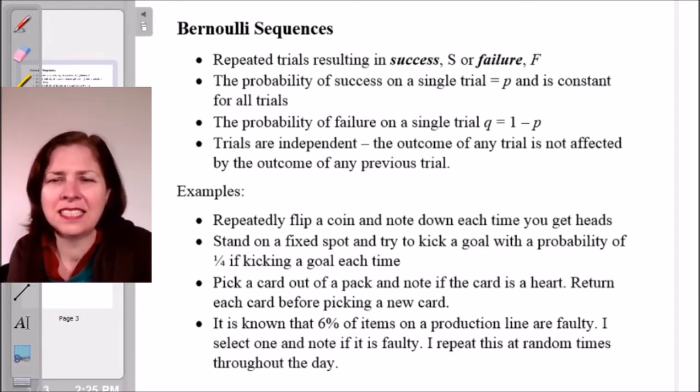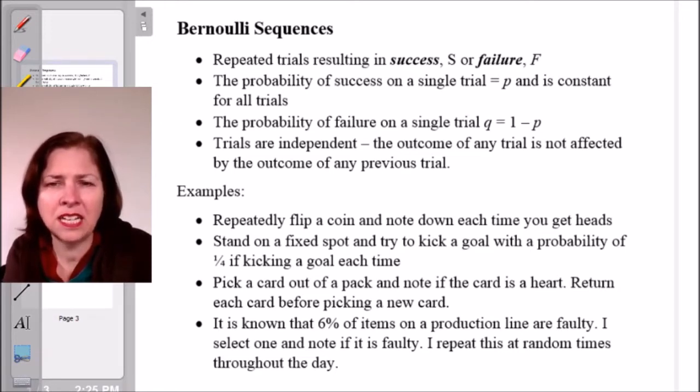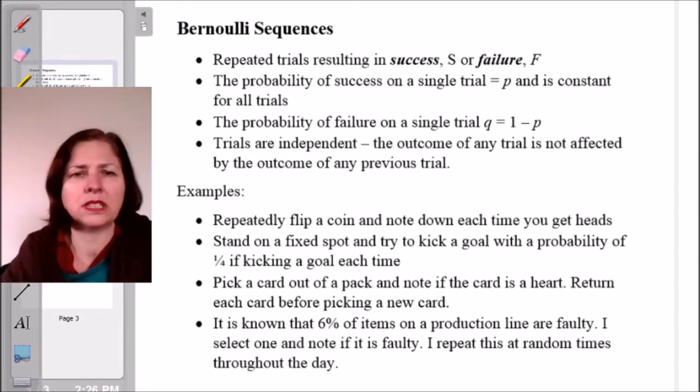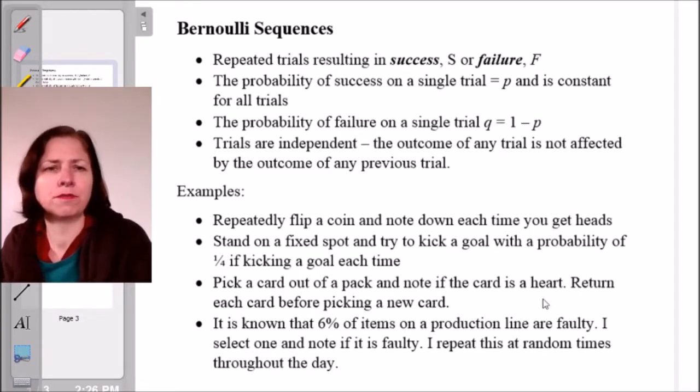So notice that in this example, there's no way you could really call hearts a success and not a heart a failure, unless you're playing a game where you need hearts. It's just a case of there is one outcome and there is the complement of that outcome, or not getting a heart. In the last one, for example, it's known that 6% of items on a production line are faulty. I select one and I note if it is faulty, and then I repeat this at random times throughout the day. That's just another example of a Bernoulli sequence.